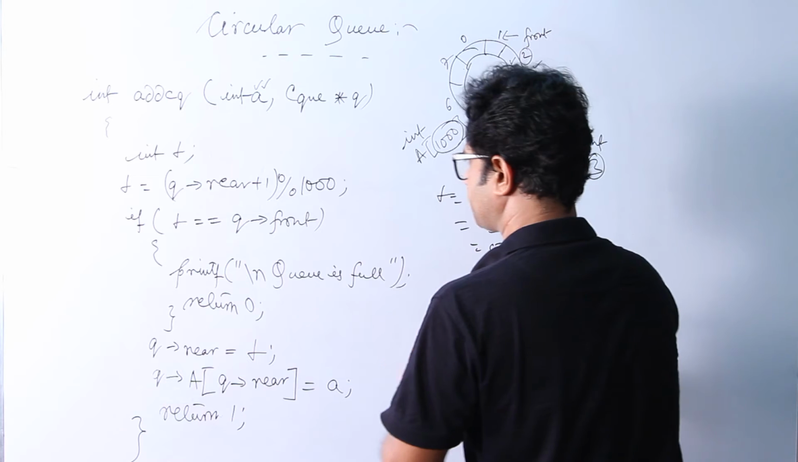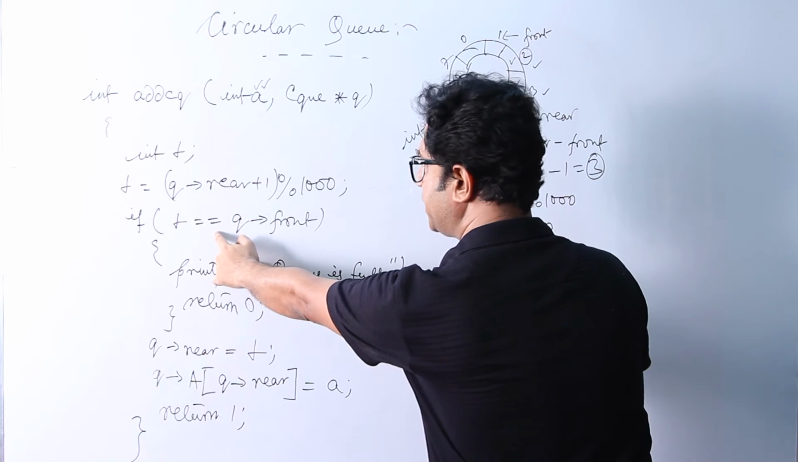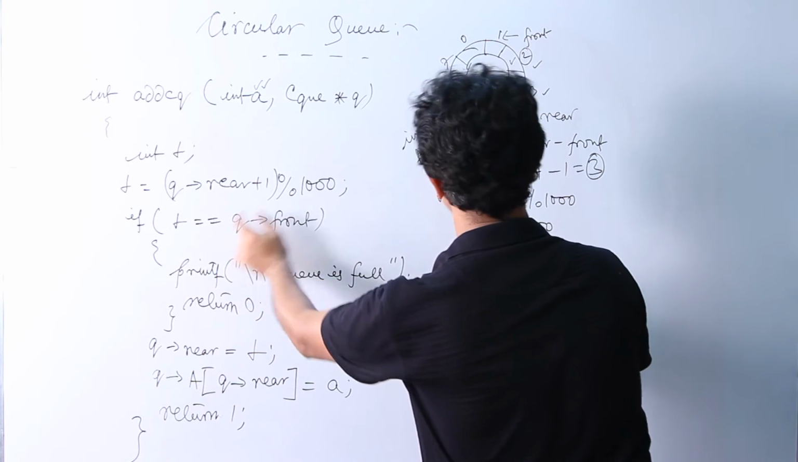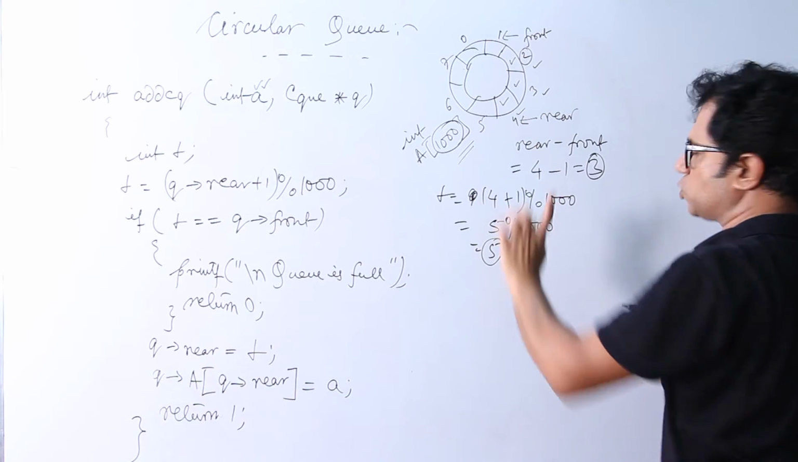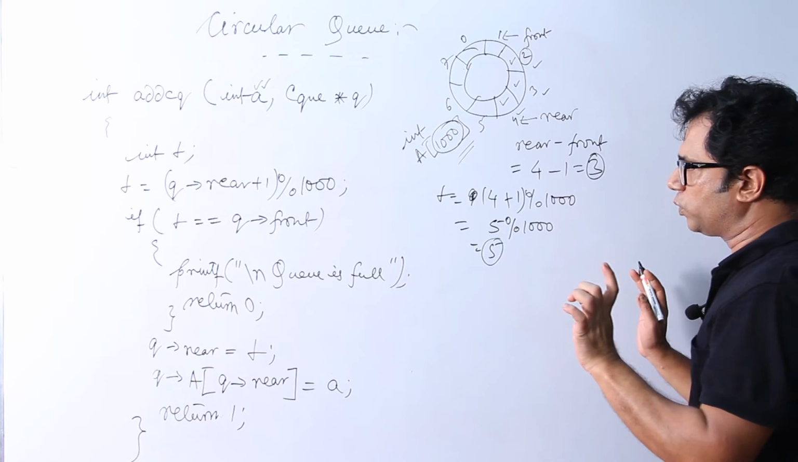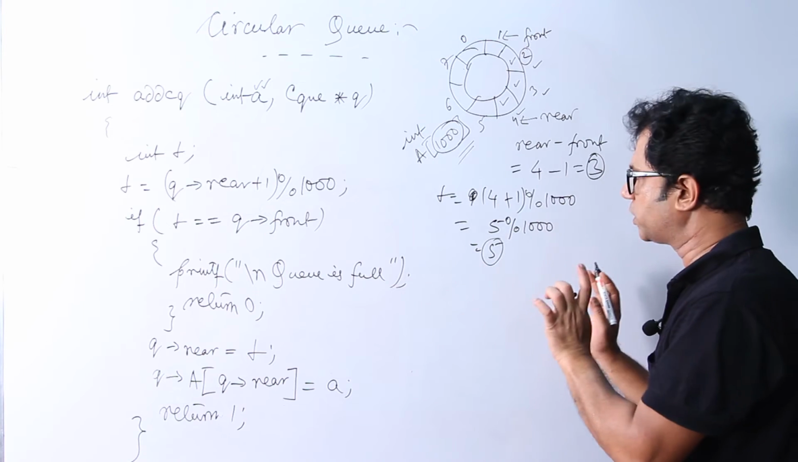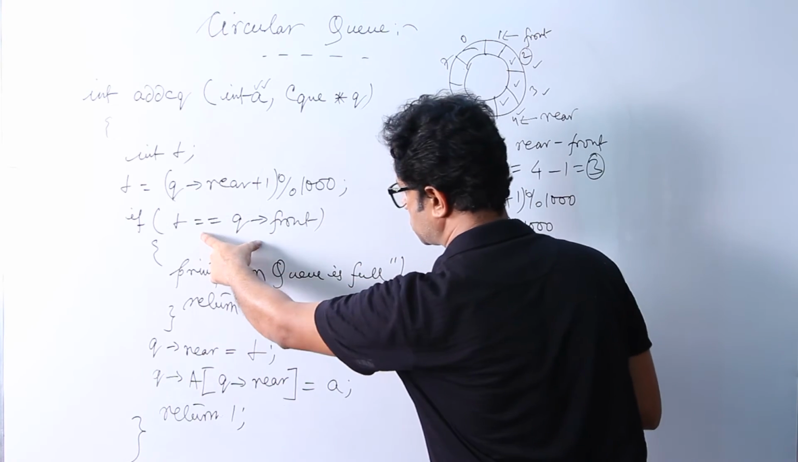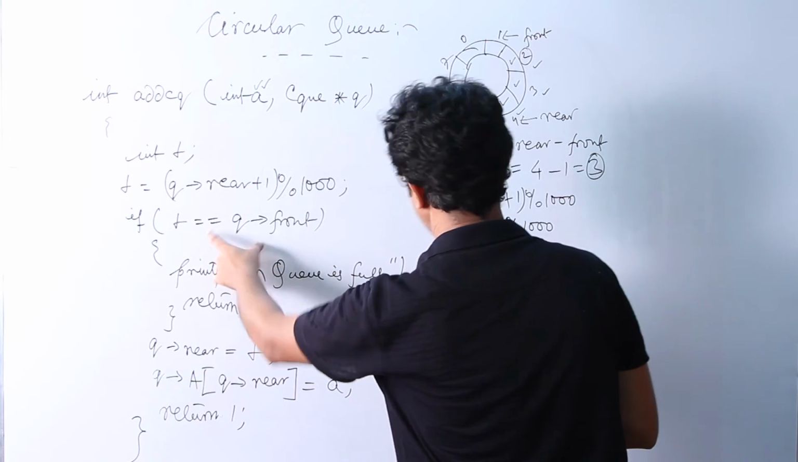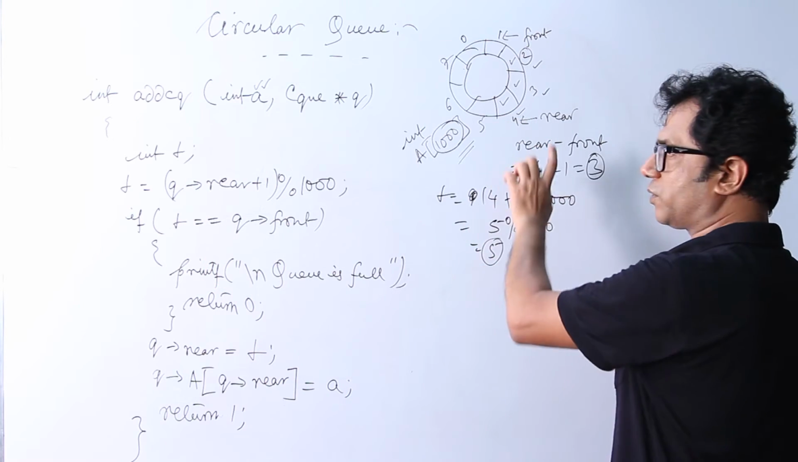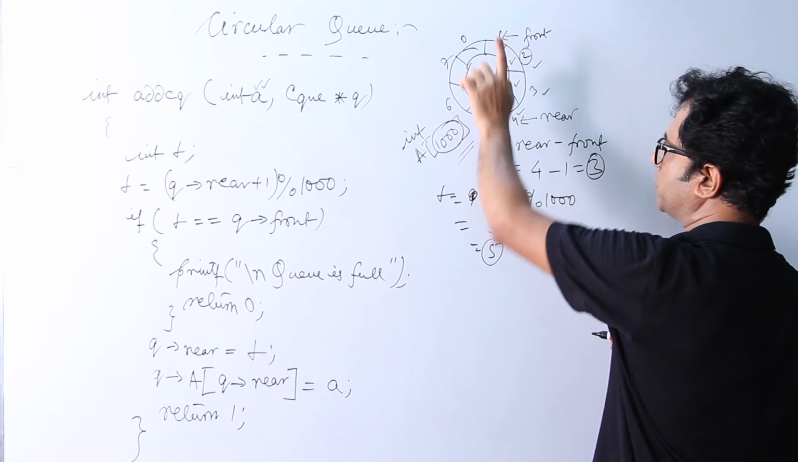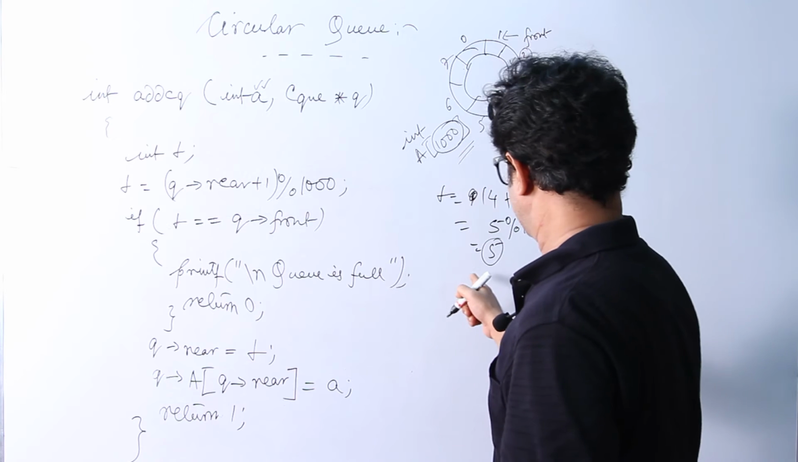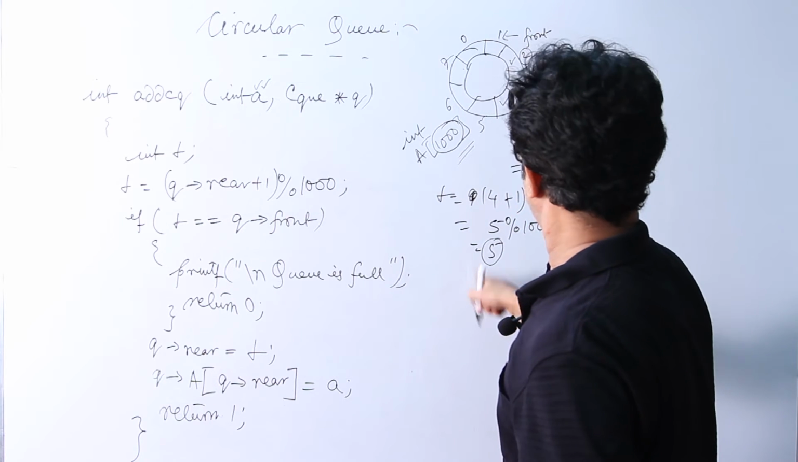So, now t becomes 5, and now we will check if t equals q front. See this, t is 5 but q front is 1. So, they are not equal, and this is not the full condition. The q full condition is denoted by this position, and we are seeing that our q is not full, because you can easily see there are many vacant spaces over there.